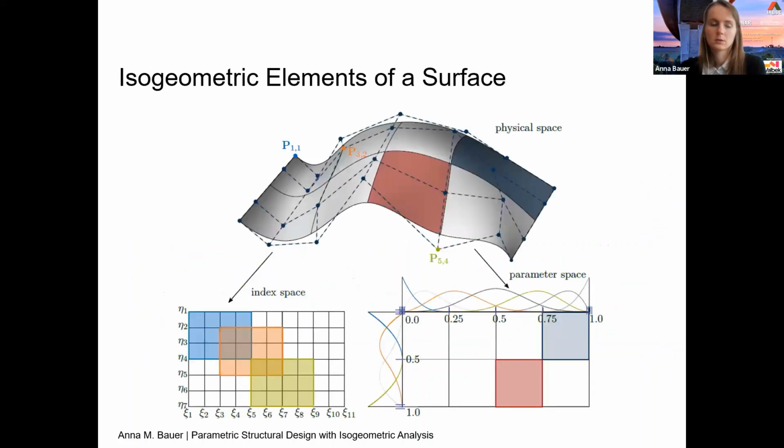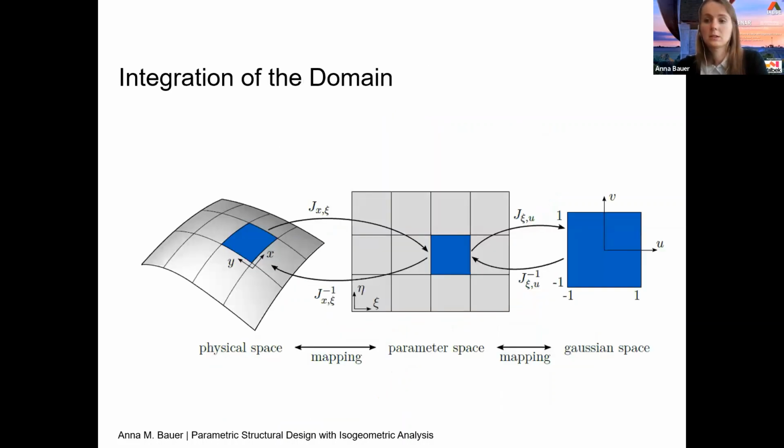And the same thing can be done also for the surface. So then there are two node lines defining the area of the element. And those elements are then integrated by a mapping from the physical space, so the geometry, into the parameter space. So this is the space defined by the nodes. And this space is then again mapped into the Gaussian space, which is actually the space that we can integrate with numerical methods.